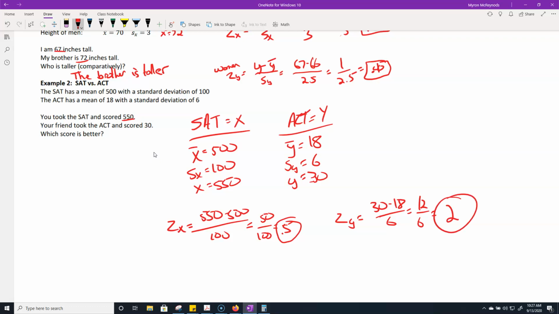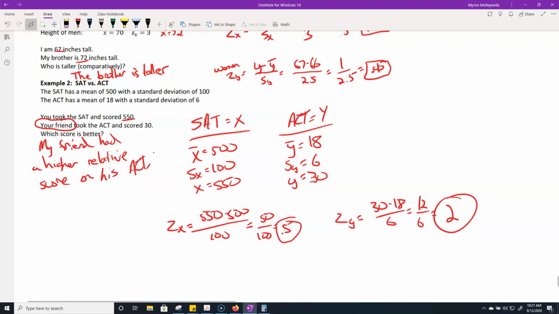So which score is better? The friend definitely had the higher ACT score at a 30. So my friend had a higher relative score on his ACT. Yeah, he did the ACT. So his relative score was much higher on the ACT than mine was on the SAT. So that is example 2 from outline 5.